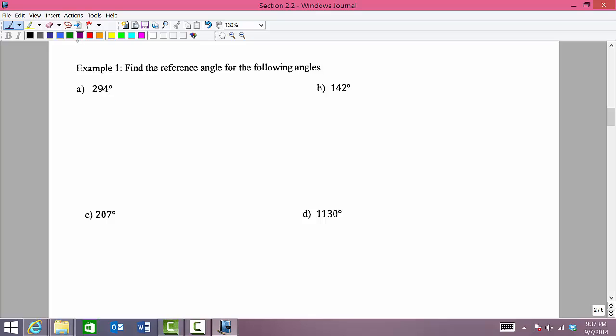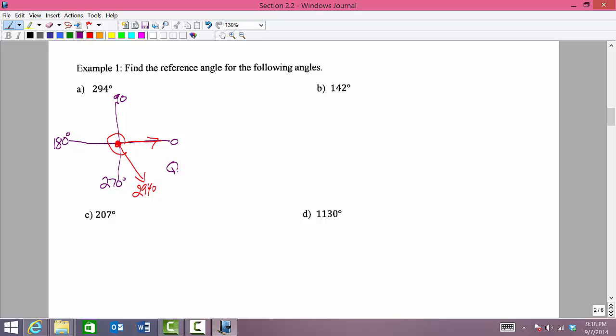Find the reference angle for the following angles. Our first angle is 294 degrees. The first thing we want to do is graph our angle. So 294 degrees, we're going to put that in standard position. This would be 0 degrees, this would be 90, 180, 270. Our angle is larger than 270, so we will be over here in quadrant 4. So this is our original angle, 294 degrees.